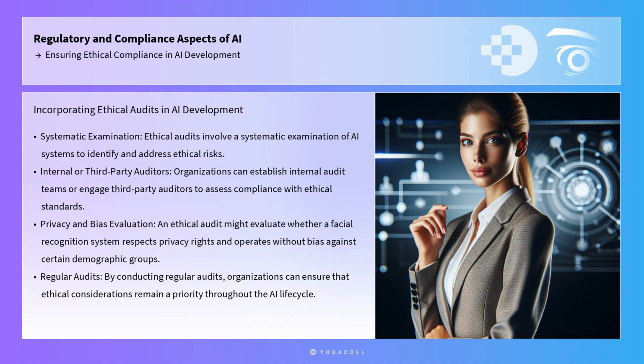Incorporating ethical audits into the AI development process is another effective strategy. Ethical audits involve a systematic examination of AI systems to identify and address ethical risks. Organizations can establish internal audit teams or engage third-party auditors to assess compliance with ethical standards. For example, an ethical audit might evaluate whether a facial recognition system respects privacy rights and operates without bias against certain demographic groups. By conducting regular audits, organizations can ensure that ethical considerations remain a priority throughout the AI lifecycle.